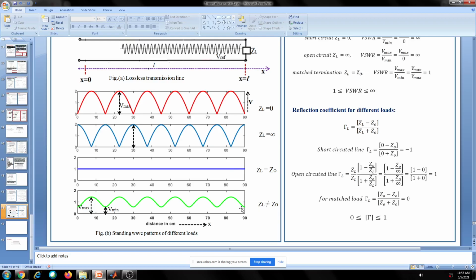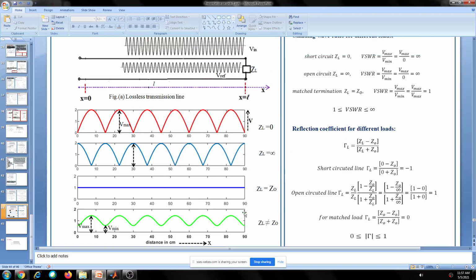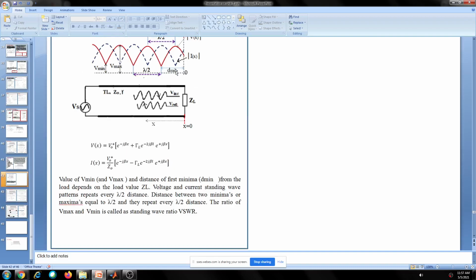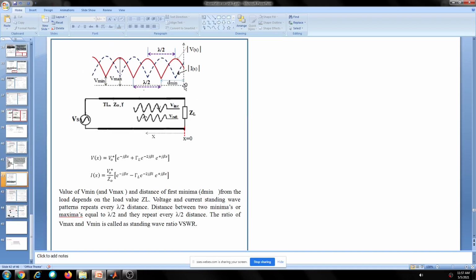And for other loads, the wave may be like this, and it has some value of V minimum. So like this, and for the minima position, this is the first minima, and for this wave maybe somewhere here is the first minima position. V maxima and V minima depend upon the load value ZL, which you have to keep in mind. See, this is the first minima we are observing. At what distance it is from the load depends upon the load value.